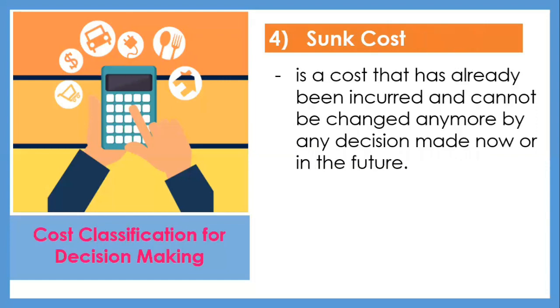And next, we have sunk cost. What is meant by sunk cost? If we say sunk cost, it is a cost that has already been incurred and cannot be changed anymore by any decision made now or in the future. For example, a person purchased car A for 500,000 pesos. He found out days later that he needs car B more than car A. Now, in this case, 500,000 pesos is his sunk cost because no amount of regret can relieve that person of his decision or any future decision that may avoid this cost. It is done already. He purchased already car A, and therefore 500,000 pesos is irrelevant to a decision in purchasing car B.